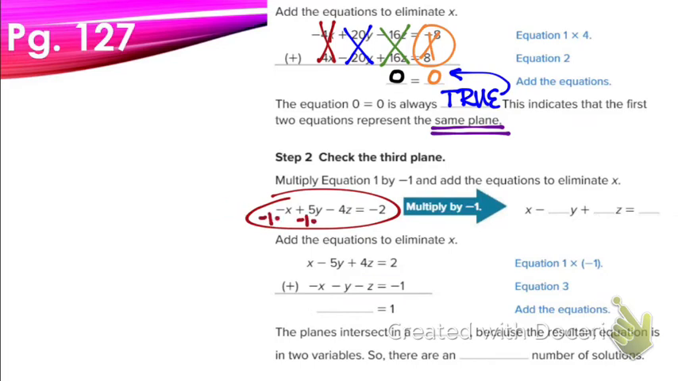What's negative 1 times negative x? X. What is negative 1 times 5y? Negative 5y. What's negative 1 times negative 4z? Positive 4z. And negative 1 times negative 2? 2. We're going to add those two together. What happens to the x's? They cancel. What happens to the y's?